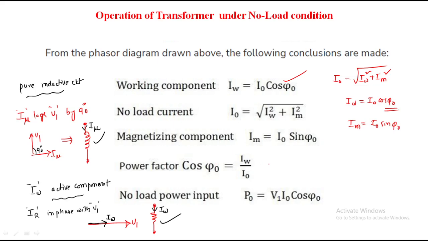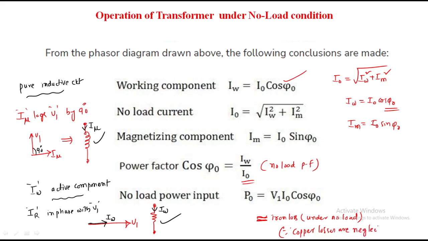From this, what is the power factor? No load power factor is what? IW, the wattful component of current, divided by the no load current. So no load power input is equal to V1 I naught cos phi naught. We all know that we have neglected the copper loss and we have only iron loss. Therefore this is approximately equal to iron loss under no load. Why are copper losses neglected? Since copper losses are neglected.